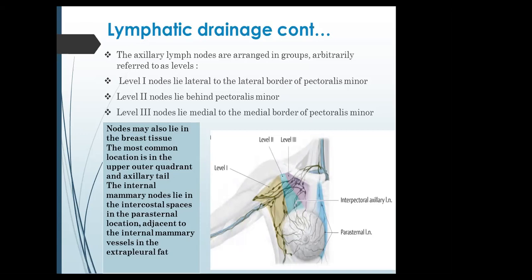The most common location is in the upper outer quadrant and axillary tail. The internal mammary nodes lie in the intercostal space in the parasternal location, adjacent to the internal mammary vessels in the visceral pleural fat.